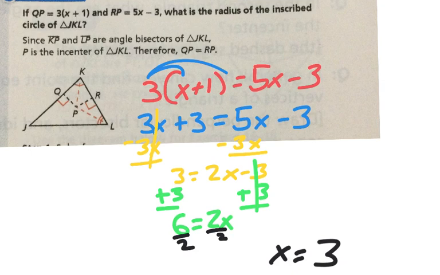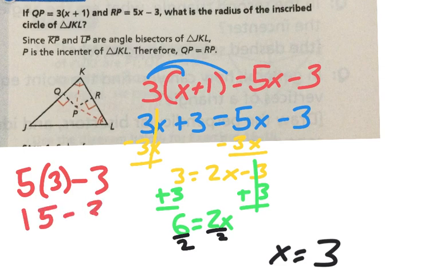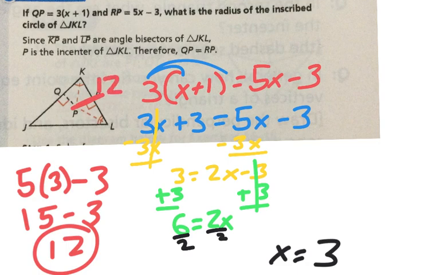So, I now know what x is, so I can take this information and plug it in to find out what either RP or QP are, because they are just the radius of the circle, which is what I'm looking for. So I'm going to plug it into RP. That would be 5 times x, which we know is 3, minus 3. That's 15 minus 3, which is 12. So the distance here from R to P is 12 units.